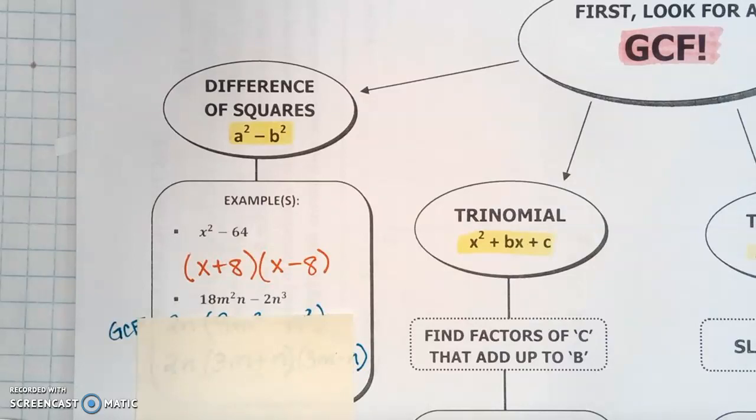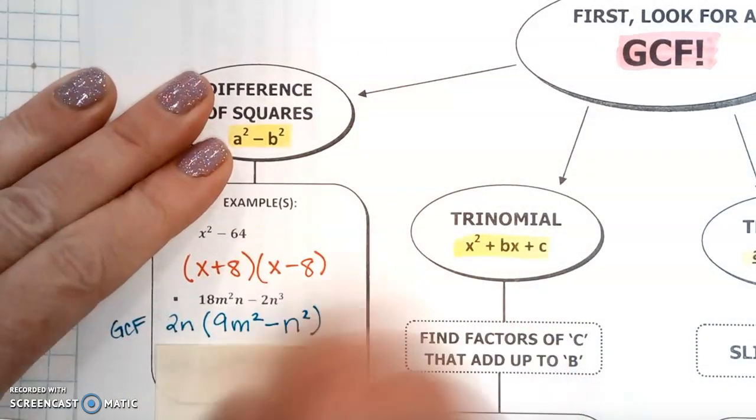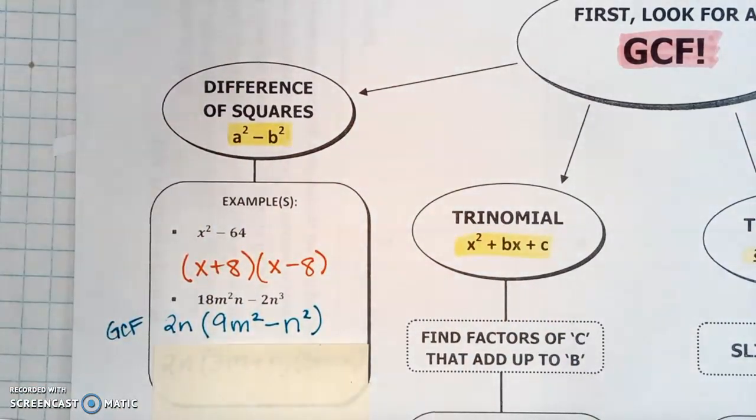But remember, I said there's a numeric part, and sometimes there's variable parts. So n. Yep, there's an n there, and there's at least one n there, right? Okay, so the GCF, greatest common factor, is your 2n. Somebody already said the 9, which is what's left inside. What's left is 9m squared, that's what's left of the 18m squared n. And minus n squared is what's left of the negative 2n cubed.